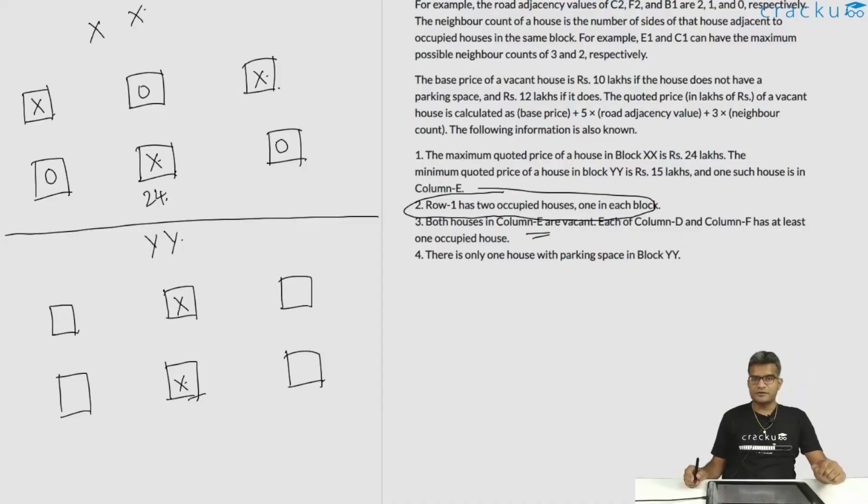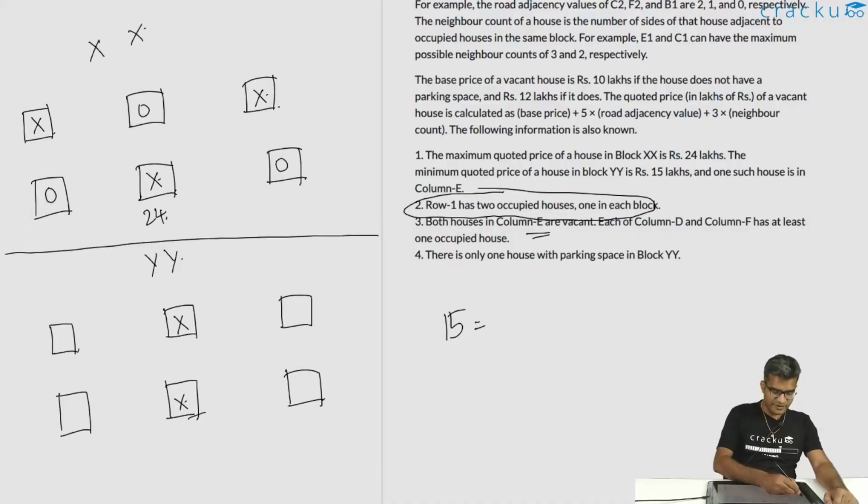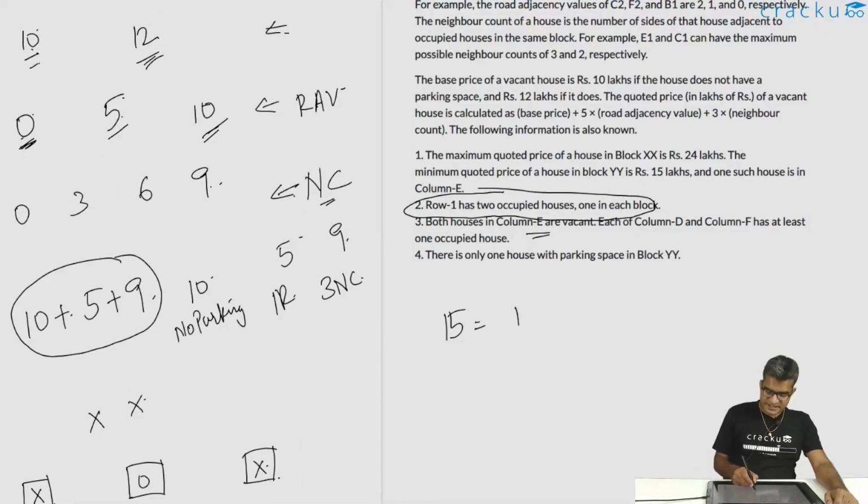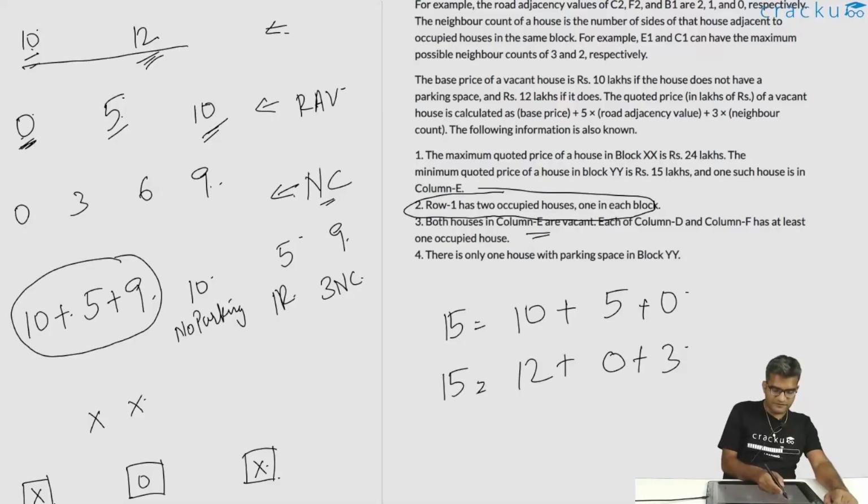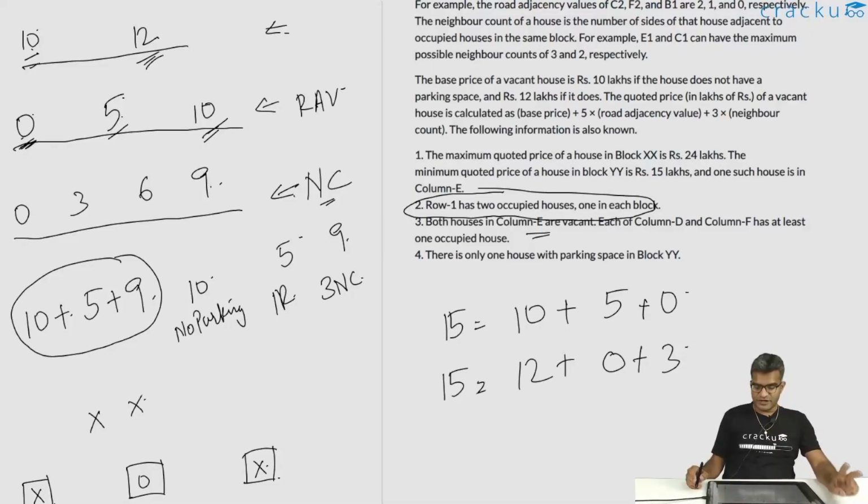Let us try to figure out which of these 2 houses is actually worth 15 lakhs. If you're looking for a split of 15, going back over here, this is either 10 plus 5 plus 0, or 15 is equal to 12 plus 0 plus 3. Because we need to pick one of 10 or 12 from here, one of 0, 5, 10 from here, and one of 0, 3, 6 and 9 from here. There are only 2 possibilities: either 15 is 10 plus 5 plus 0 or 15 is 12 plus 0 plus 3.